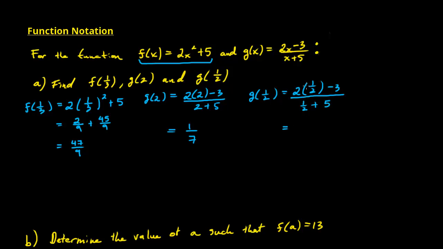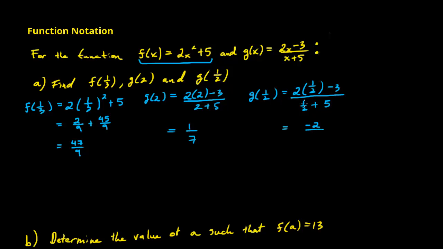Now, 2 times 1/2 is the same thing as 2 times its reciprocal. So anytime that you multiply a number by its reciprocal, you always get 1. So 2 times 1/2 is 1, and 1 minus 3 is negative 2.